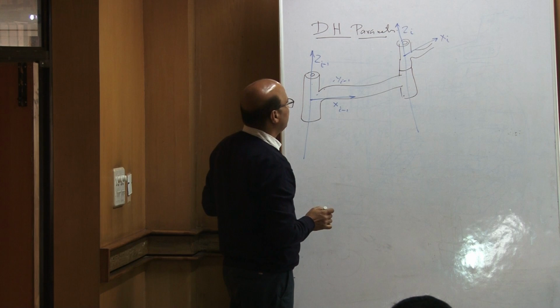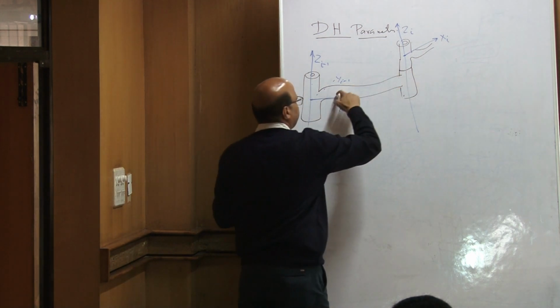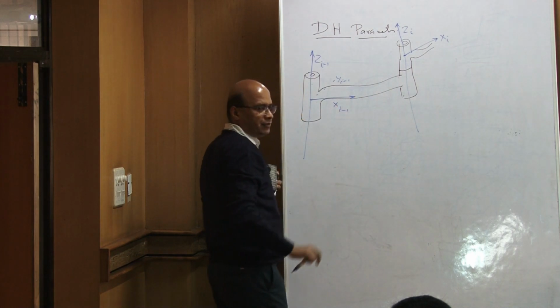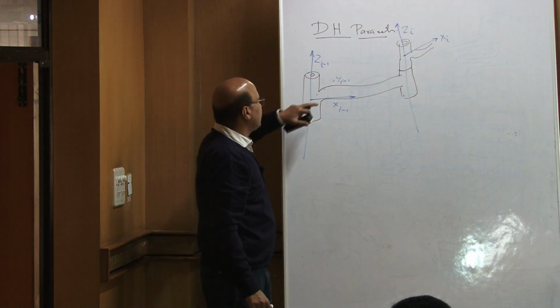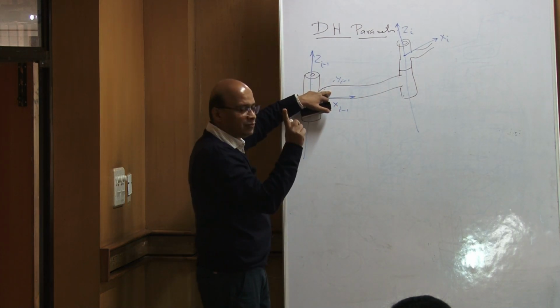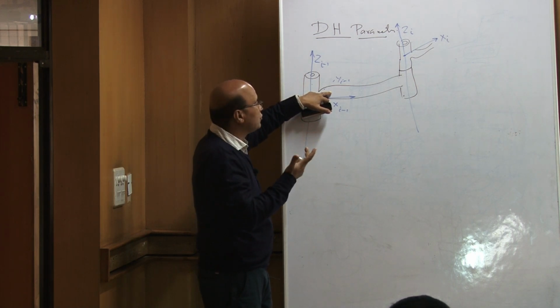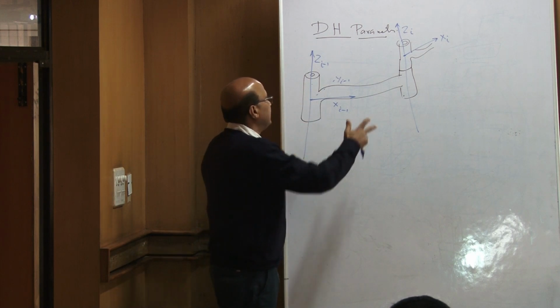Now the question is, if I want to go from this frame to that frame, how many transformations are required? How many transformations are there? You can have a rotation transformation or you can have a translation transformation. There are two types only. So how many of those are required to go from any frame to any other frame in space?